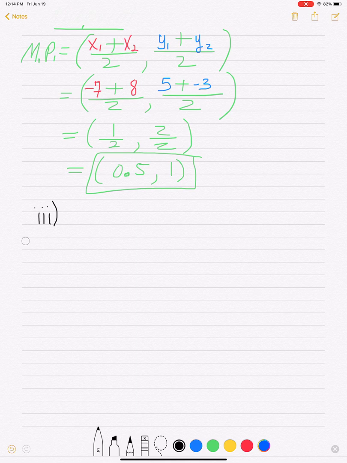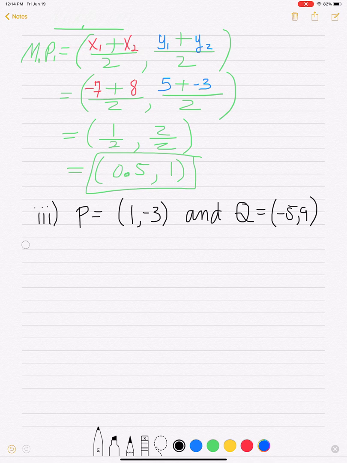Here's a number 3. Can we do a number 3? Let's do a P. What's P here? 1, -3. And Q? Okay, we're not calling it P1 and P2. We're calling it P and Q. That doesn't matter. It says -5, 9.